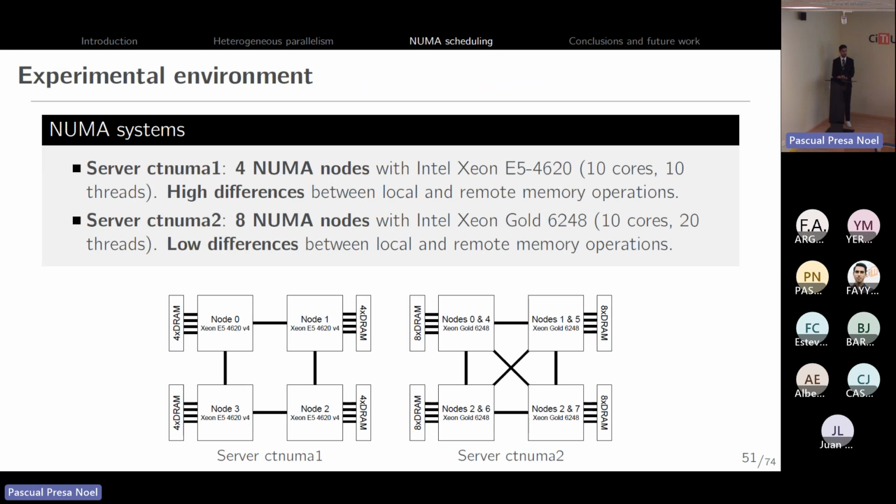To test our proposal, we use 2 different NUMA systems. The first one, CiTIUS 1, has 4 physical and logical NUMA nodes, in which we have high differences between local and remote operations. And the second system, CiTIUS 2, has 4 physical, 8 logical NUMA nodes. And in this system, we have low differences between local and remote operations. This is important because we have to keep in mind that with lower differences, the margin for improvement is lower as well.